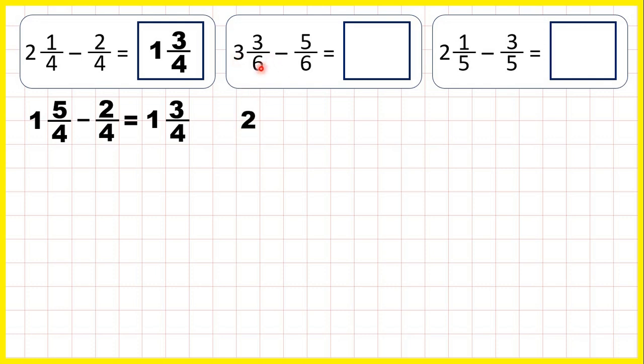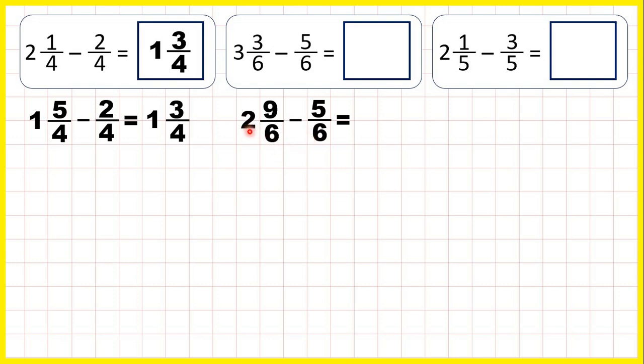But that means that we can add the denominator to the numerator. 6 plus 3 is 9. The denominator stays the same, so 2 and 9/6 is the same as 3 and 3/6. But now we can take 5/6 away.